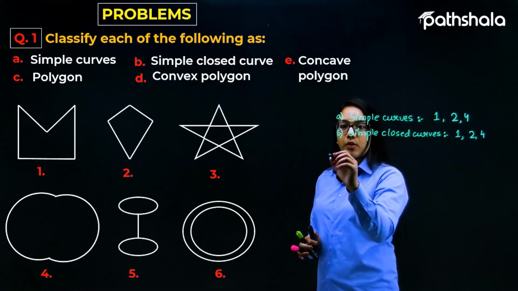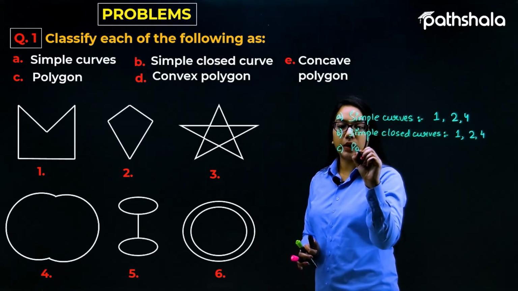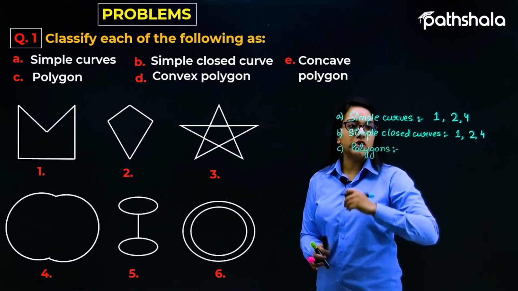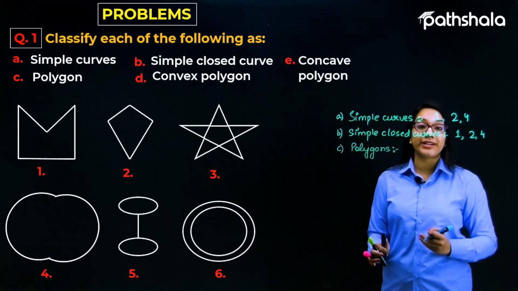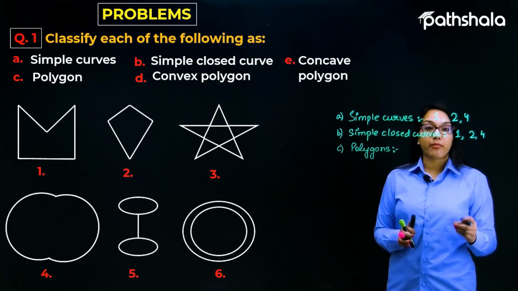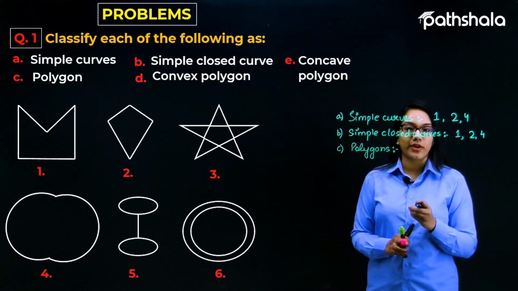So let's talk about the C part, which is a polygon. Polygons are simple closed curves that are made up of line segments. By the definition we can say the simple closed curves that are made up of line segments are called polygons.